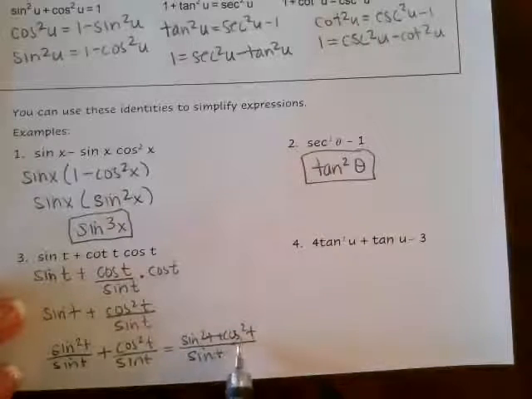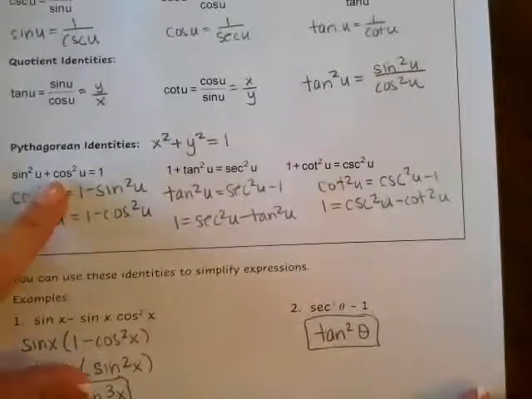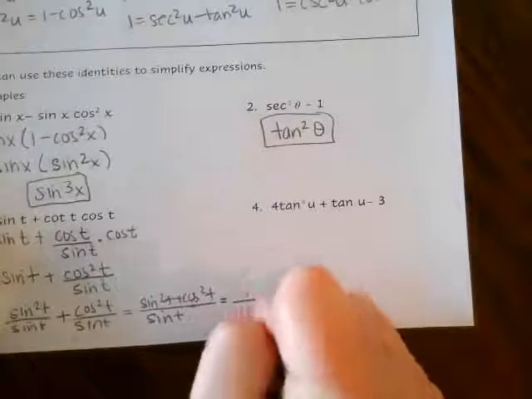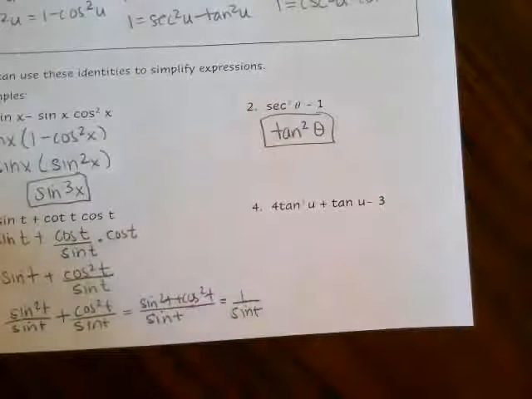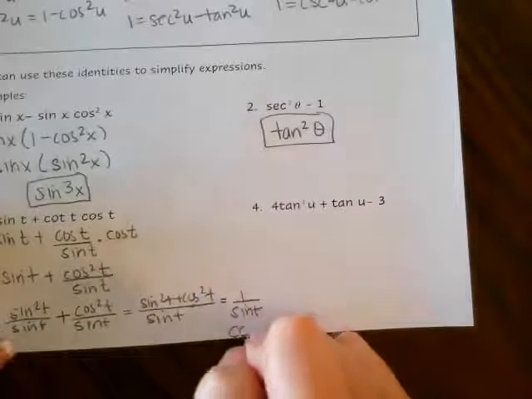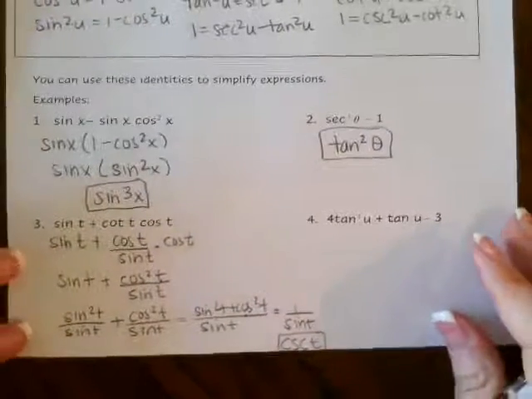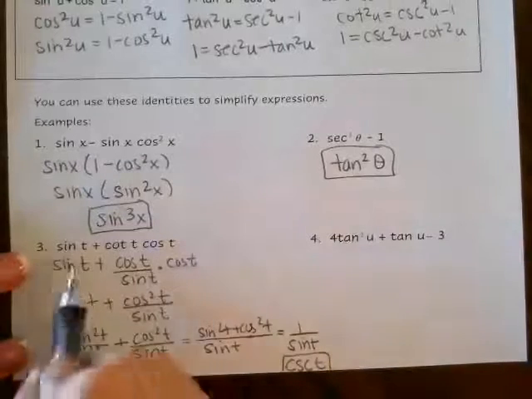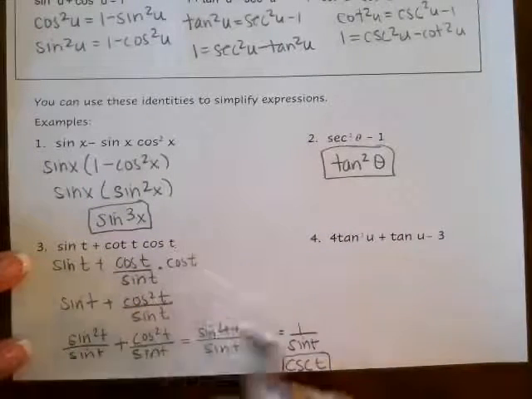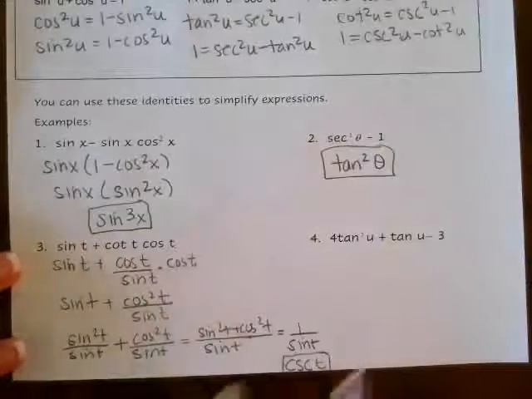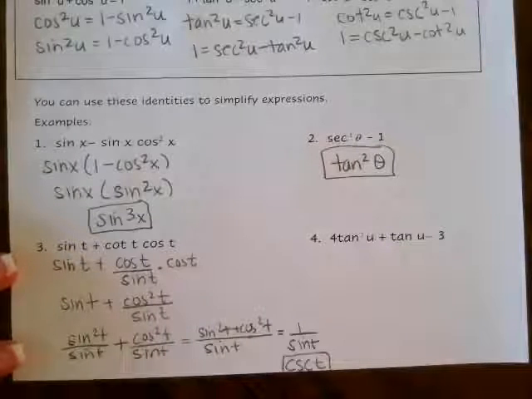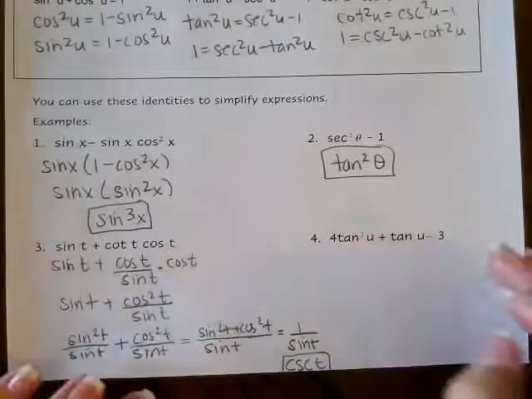Well, sine squared plus cosine squared is 1. So this is 1 over sine, which we know to be cosecant. That one took a couple more steps than we probably wanted to do, but it went from this harder portion to just cosecant of t. So that is a simpler term for this identity.